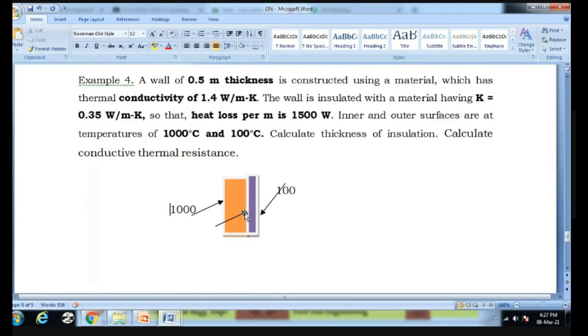और जो बीच में है, क्योंकि ये ब्लू कलर का जो दिख रहा है वो that is insulator material, which is having thermal conductivity 0.35. Is it okay? Is it fine?